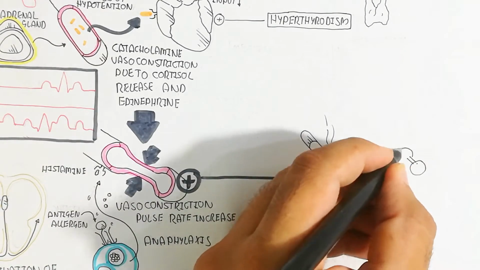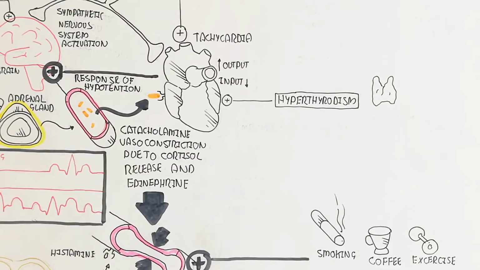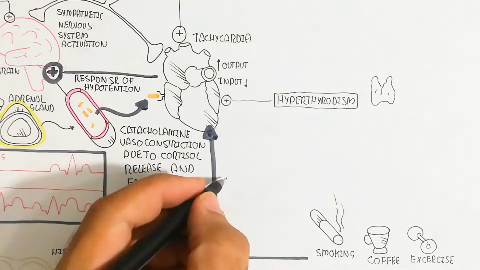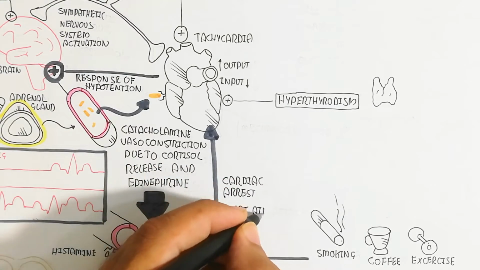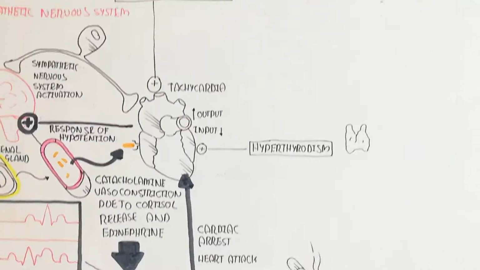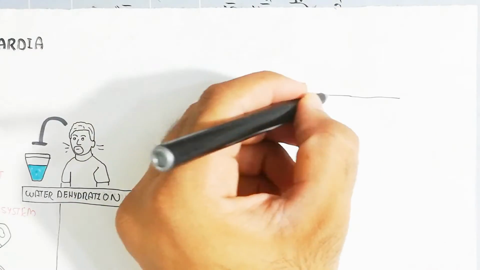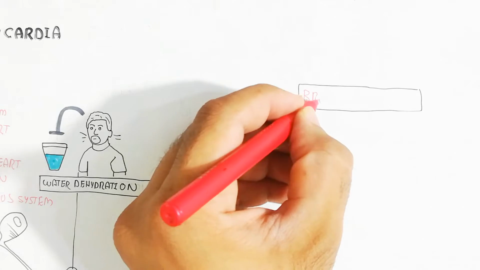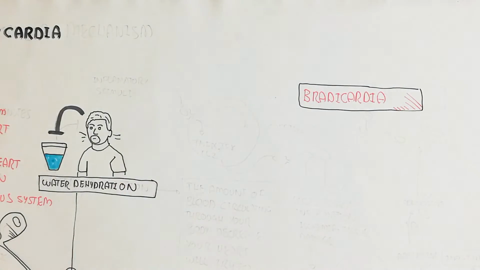While smoking, coffee and exercise, three main things, can stimulate vasoconstriction, which will lead to increased tachycardia. Due to the constriction and high blood pressure, the blood flow will be increased. So when blood flow increases, the heartbeat will be faster. The bradycardia is basically the different term, which is totally the opposite.